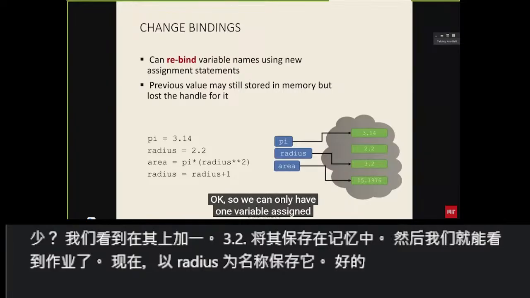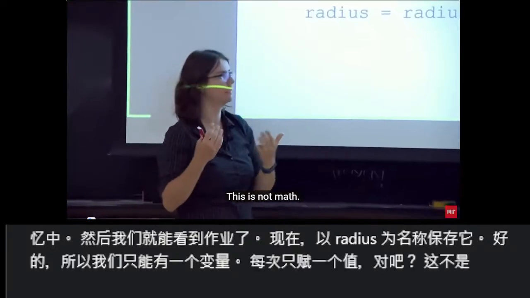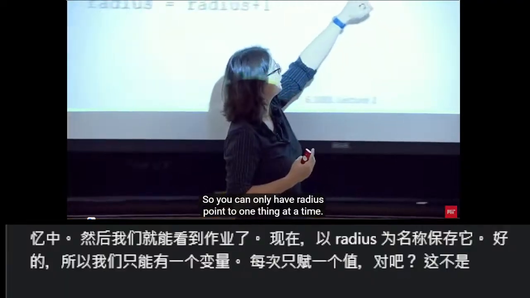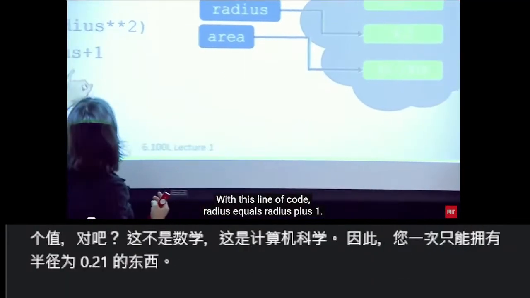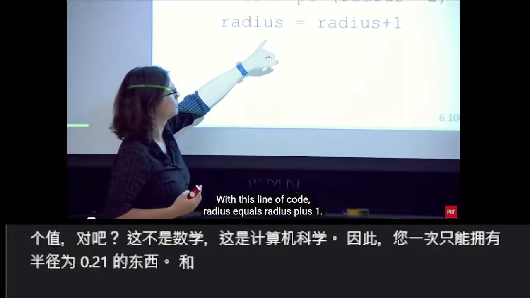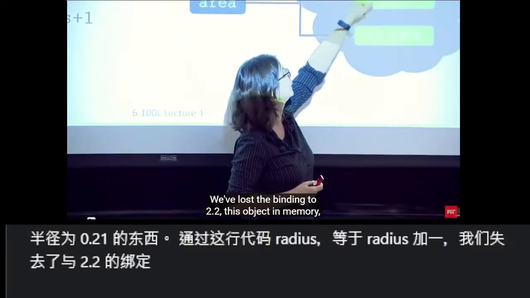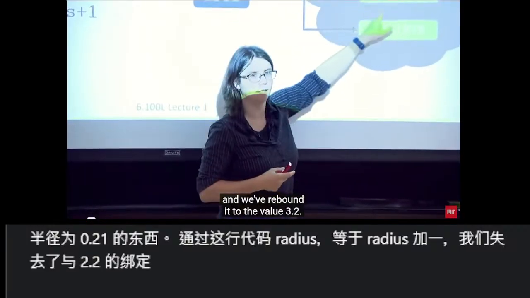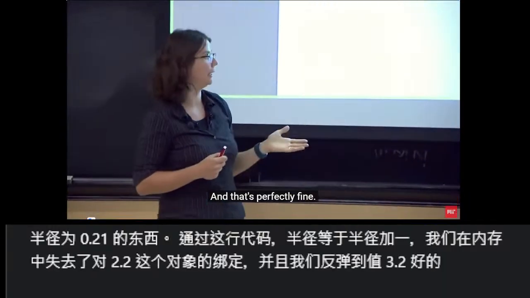Okay, so we can only have one variable assigned to one value at a time, right? This is not math, this is computer science. So you can only have radius point to one thing at a time. With this line of code, radius equals radius plus 1, we've lost the binding to 2.2, this object in memory, and we've rebound it to the value 3.2. Okay, and that's perfectly fine.